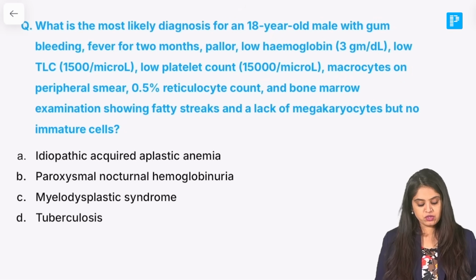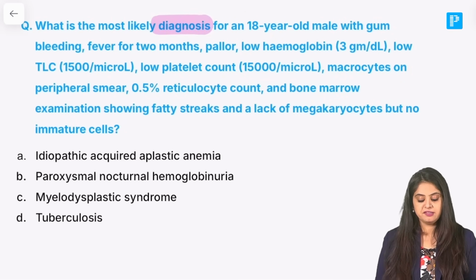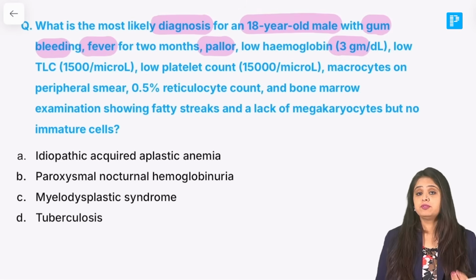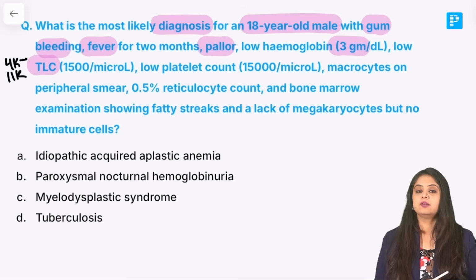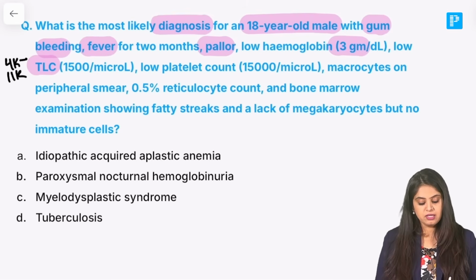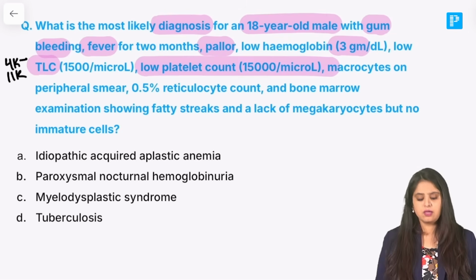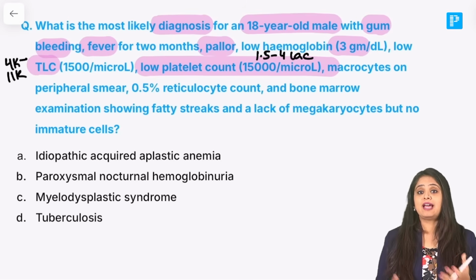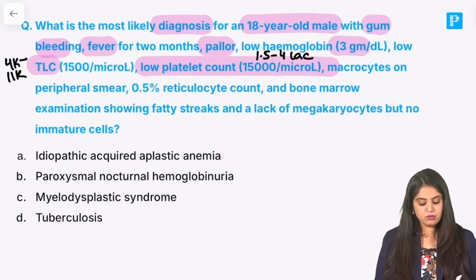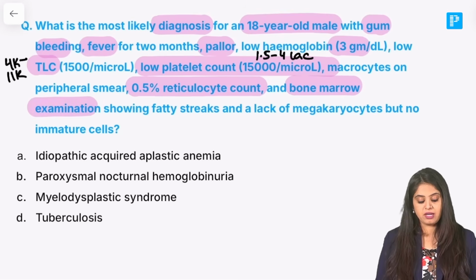Moving on to the next question, where you have the diagnosis being asked in an 18-year-old male with gum bleeding, fever, pallor. Hemoglobin has dropped to 3 gram, which is very low. The TLC has also gone down to 1500. Normal white blood cell count is 4000 to 11,000. So TLC has definitely gone down. Look at the platelet count, only 15,000, because the normal platelet count is 1.5 to 4 lakhs. Now lakhs is normal, we are talking in 15,000. Hemoglobin is also low. Look at the reticulocyte count, that has also gone to the lowermost side. I am talking about now that I will have to see what happened in the bone marrow.